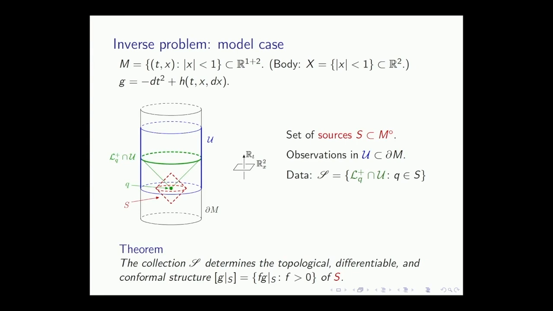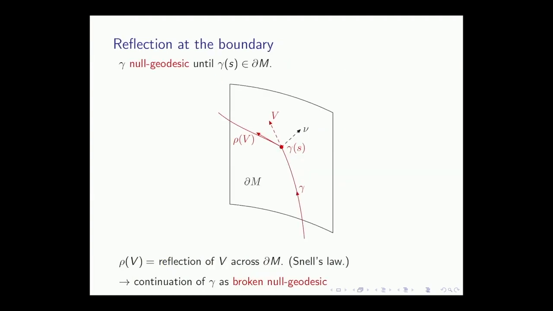In this model case, it's very simple to do because you take your favorite point here, and if the metric was actually dx squared, you can just explicitly calculate what the boundary light observation sets, these green guys here, look like. And then you see it's a continuous, in fact, a diffeomorphism from the set of sources to the set of data. But the more general theorem is more interesting than that.